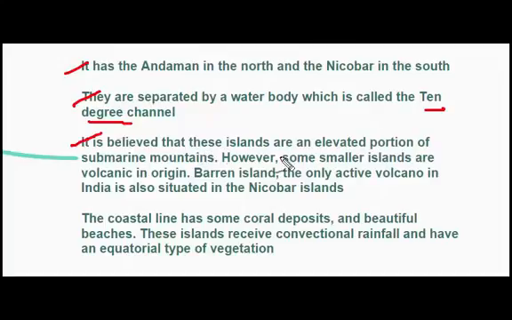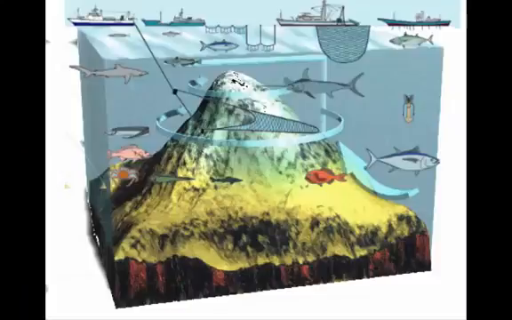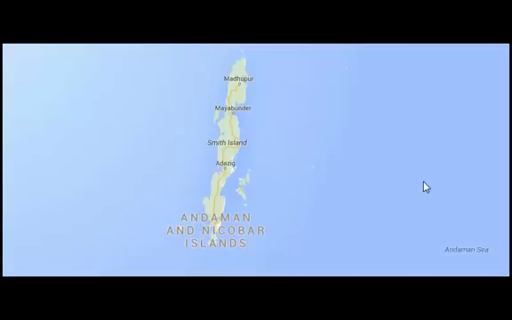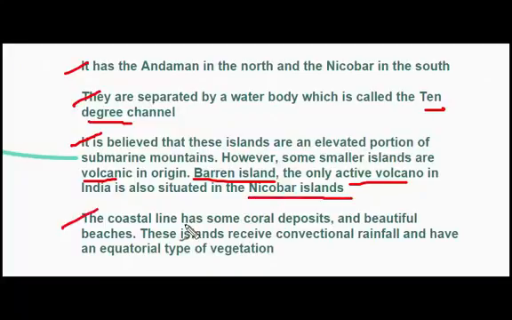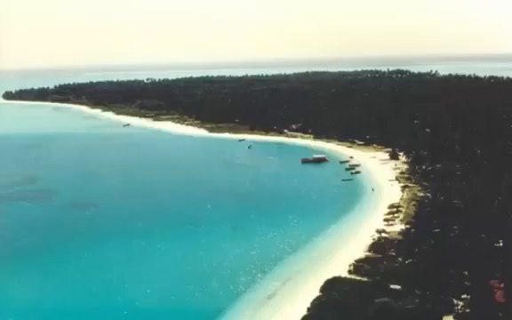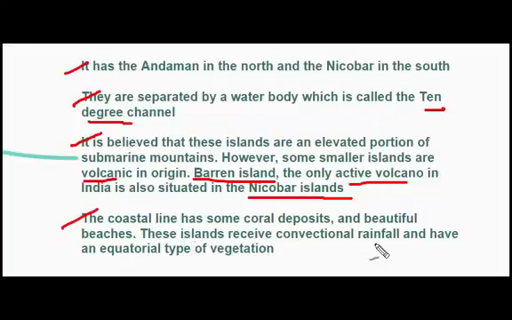It is believed that these islands are an elevated portion of submarine mountains. Well, submarine mountains are peaks or groups of peaks rising from the ocean floor. However, some smaller islands are volcanic in origin. Barren Island, the only active volcano in India, is also situated in the Andaman and Nicobar Islands. The coastline has some coral deposits and beautiful beaches. These islands receive convectional rainfall and have an equatorial type of vegetation.